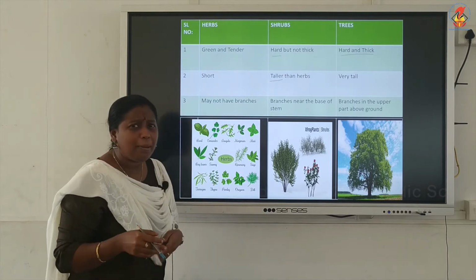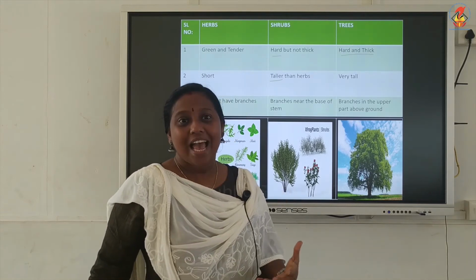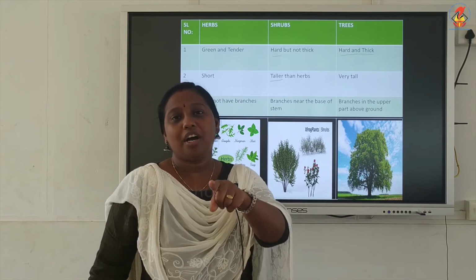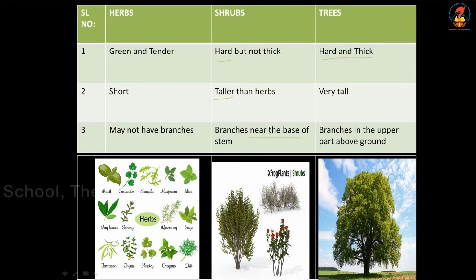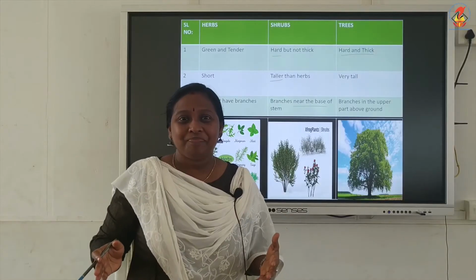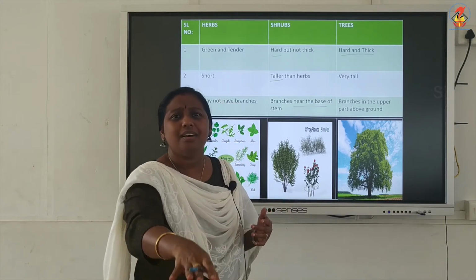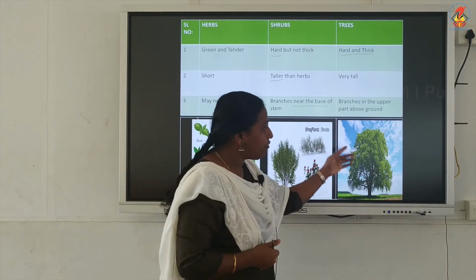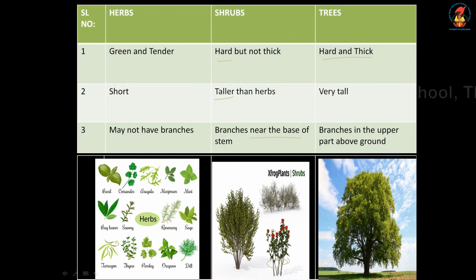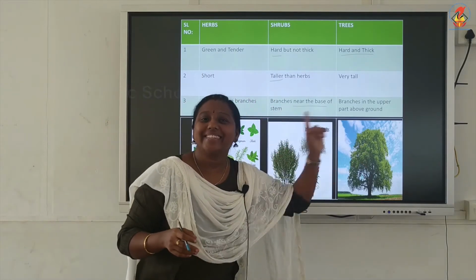Next, the herbs will not be having many branches, I told you a minimum number of branches, but the shrubs and trees will be having lots of branches. And the difference again in the branches of a shrub and a tree is, shrubs will be having branches near the base of the stem. Just think of the example of a rose plant. Have you seen a rose plant? They will be having lots of branches, but the branches will start right from the soil level itself. Near the base of the stem itself, the branches will be starting. But in case of huge trees, it will be having branches above. It will not be at the base, but the branches will be too high. Okay, so this is the major difference between a herb, a shrub and a tree.